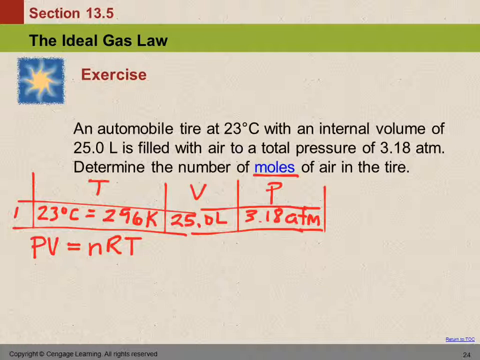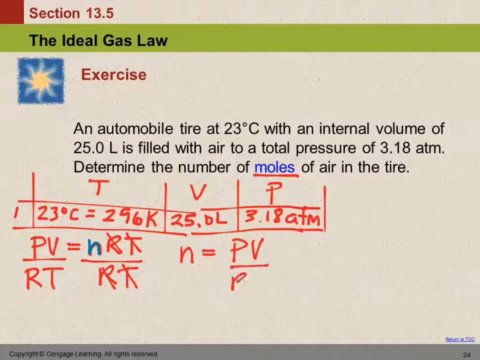We're trying to find the number of moles. And we're trying to find moles, that's n. And so we're going to rearrange this equation to get n by itself. So we want n by itself, that means we need to divide by R and divide by T, because R over R is 1 and T over T is 1. If we do it to one side, we have to do it to the other side. So now we have n equals PV over RT.